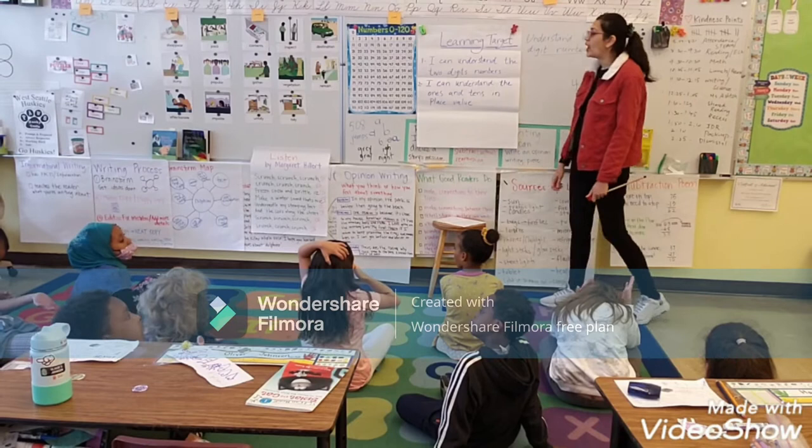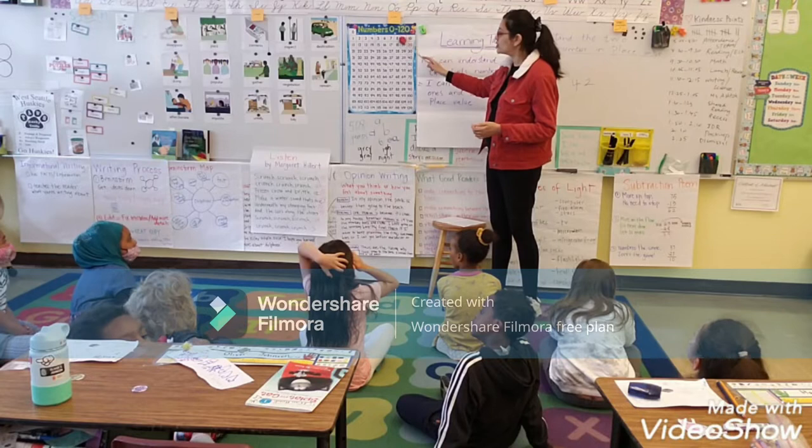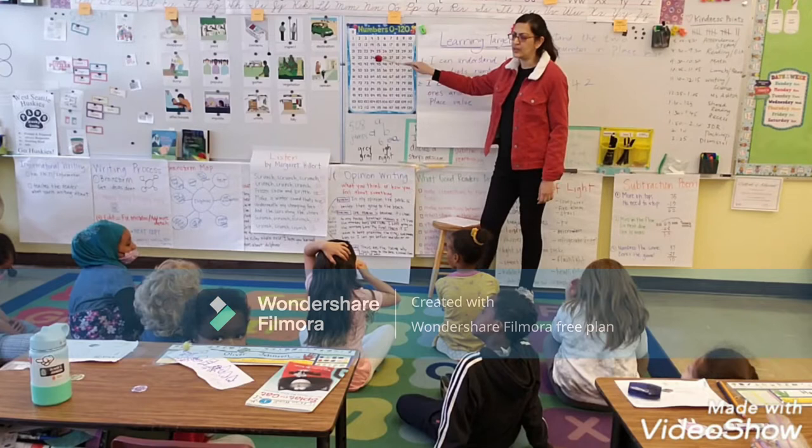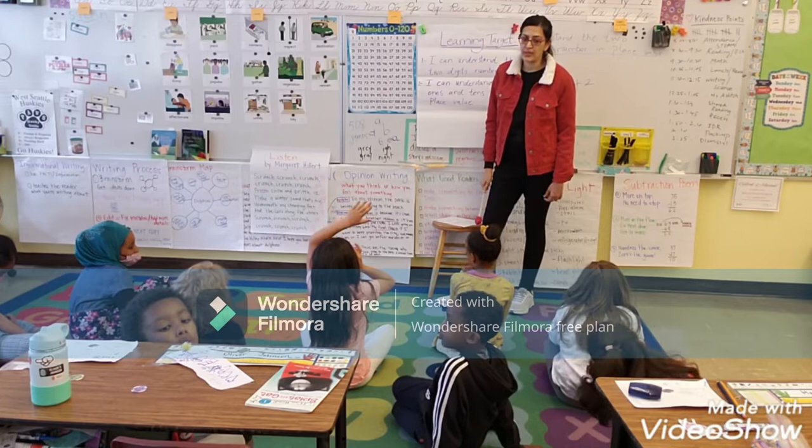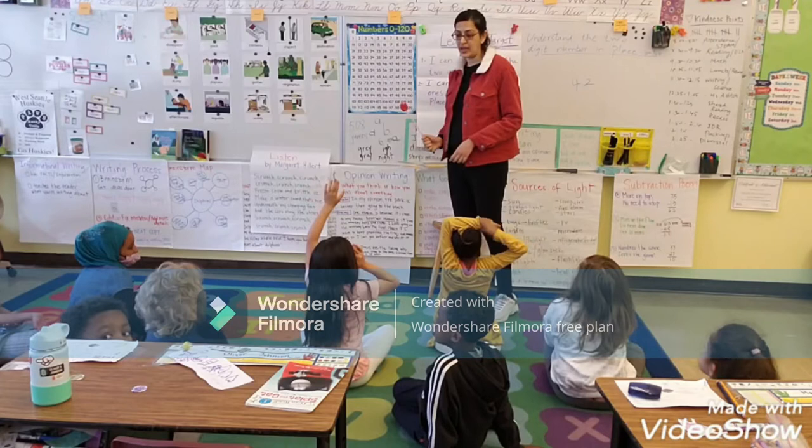So right now, this is the numbers 1 to 20. You guys remember that we already reviewed the number chart, but we will review the number charts again by 5s and 10s, okay?